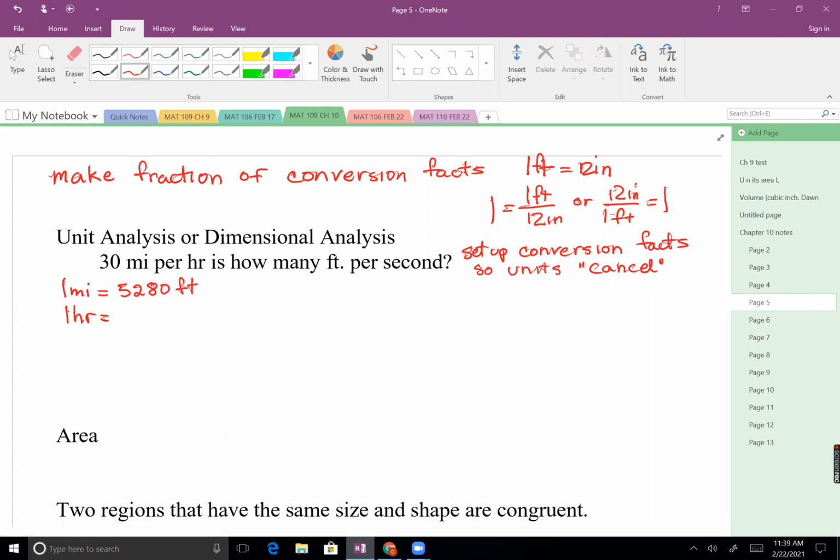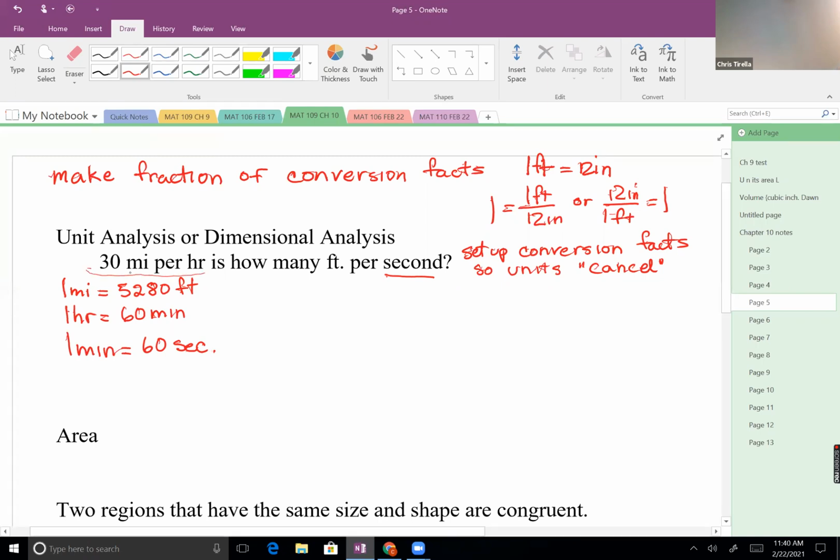There's 60 minutes in an hour. But I want to change it into seconds. So you have to tell me something more about minutes. 1 minute is 60 seconds. Thank you. And so those are my facts. And I'm starting with 30 miles per hour.